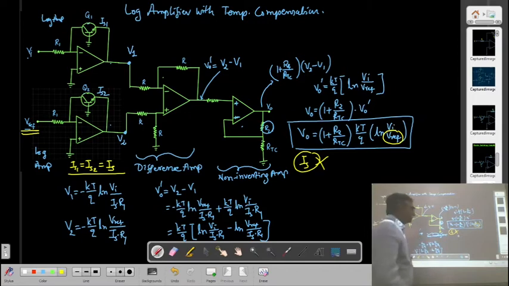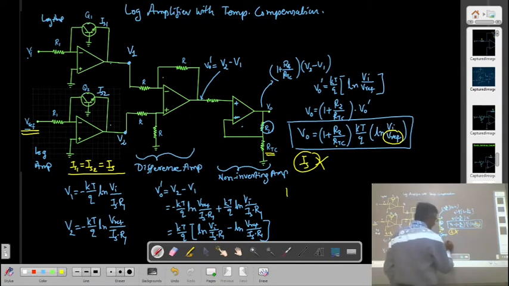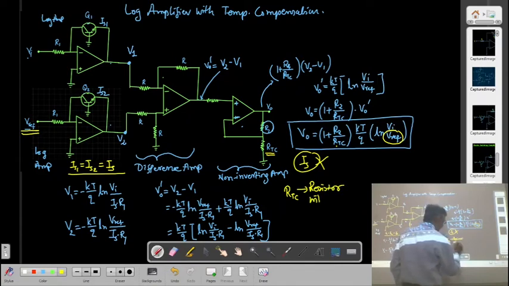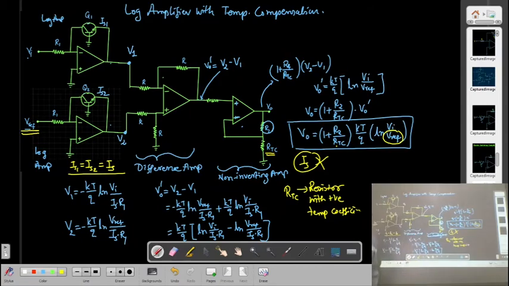Second thing, whatever the RTC, here we have connected an RTC, and that is a resistance with a positive temperature coefficient. What is the RTC? It is a resistor with positive temperature coefficient. It means as the temperature increases, the resistance will also increase.